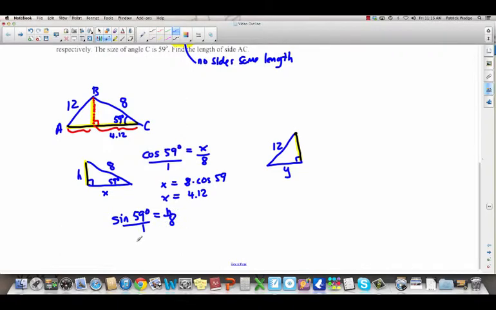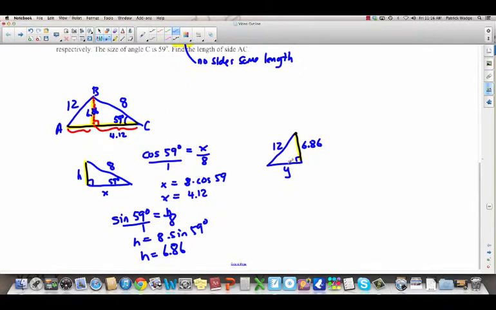Cross multiply, 1 times h is h, 8 times sine 59 degrees. So h equals 8 times sine 59, which is 6.86. You now know that this is 6.86. You now know in this triangle that this is 6.86. We need to know y here.